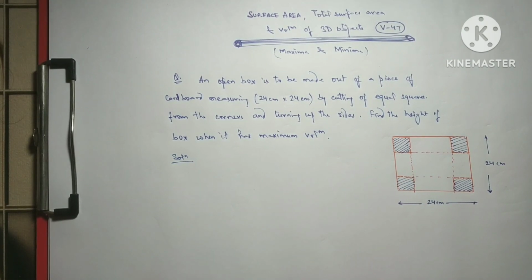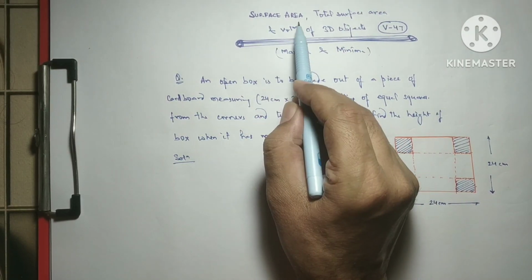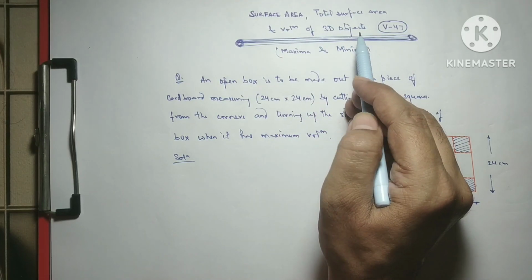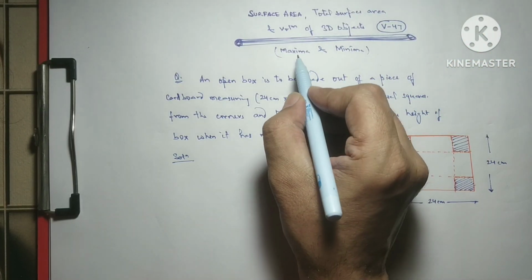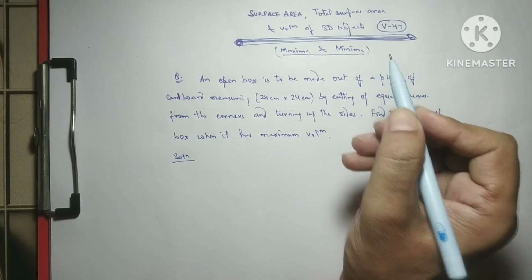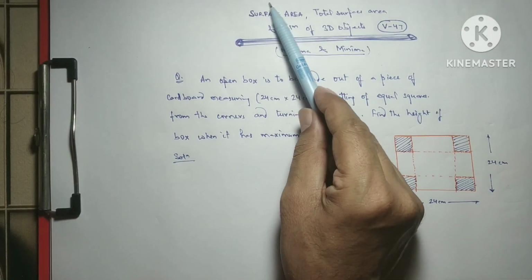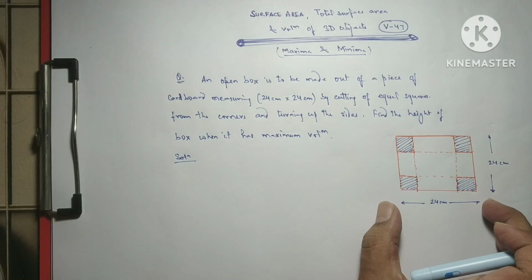So again, same topic, surface area, total surface area, volume of 3D objects, and it is the 47th video. Again, it is based on maxima minima, means we will try to maximize volume and minimize surface area. So right now we have a problem.